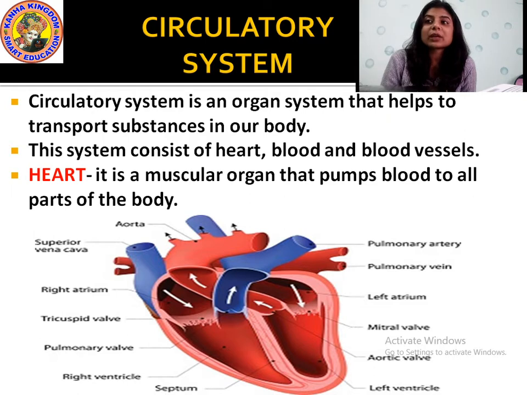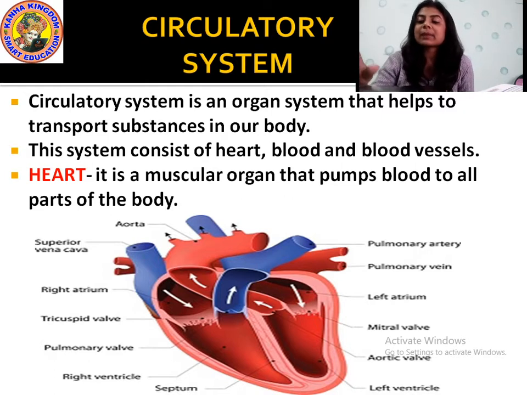Heart is a muscular organ that pumps blood to all parts of the body. Muscular organ means it is made up of muscles. It does not contain any bone. It is a muscular organ that pumps blood to all parts of the body.